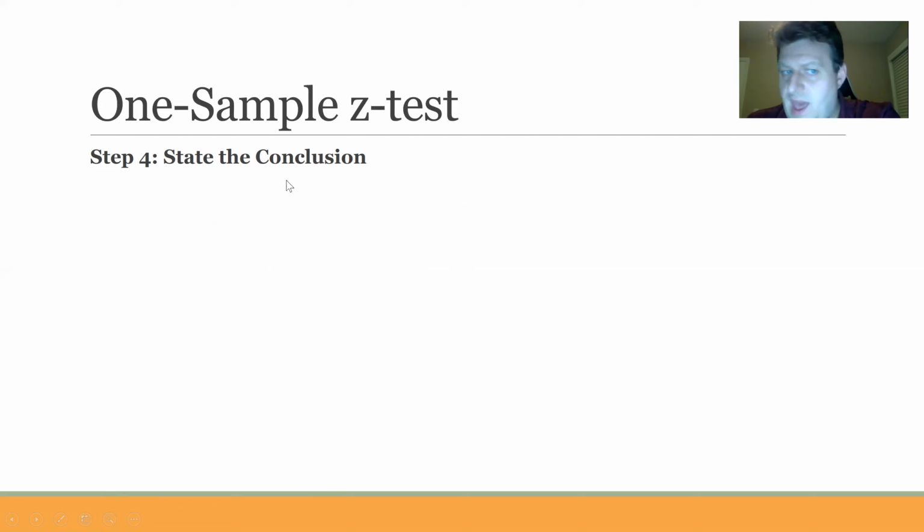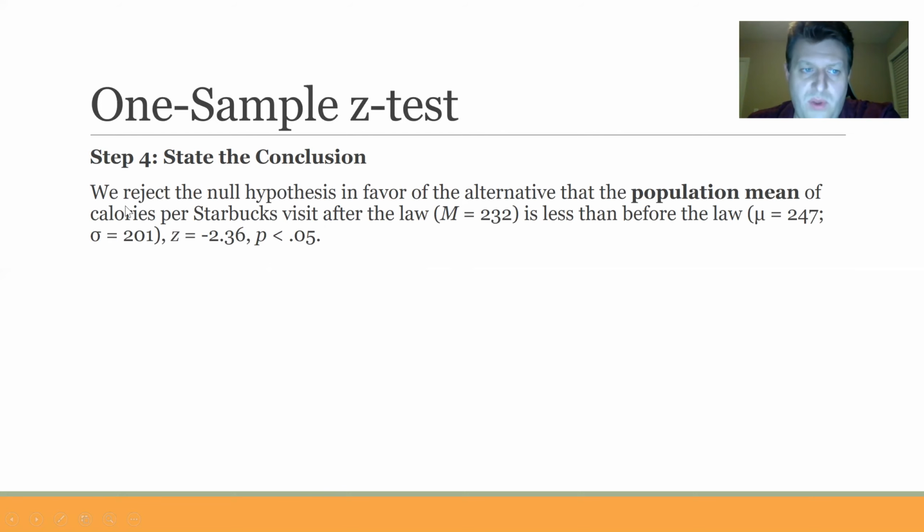Okay, how do we write out step 4? We reject the null hypothesis. That's the first thing that we need to write. Do we reject or do we retain? We reject the null hypothesis in favor of the alternative. So now we need to explain the alternative in English. That the population mean of calories per Starbucks visit after the law, and I include the mean here, is less than before the law, and I include the descriptives there.